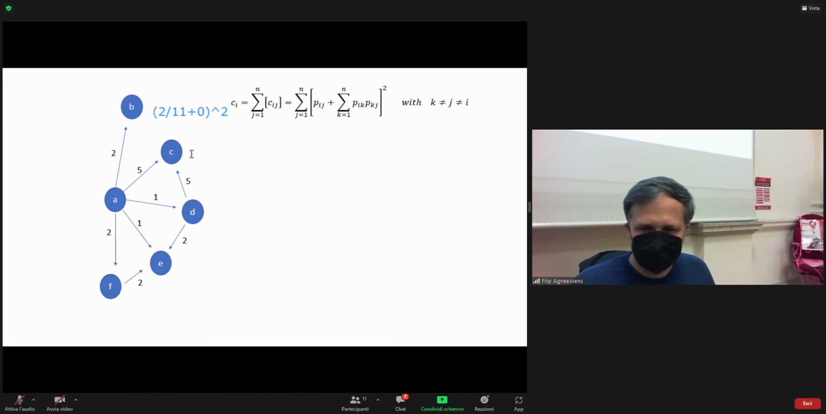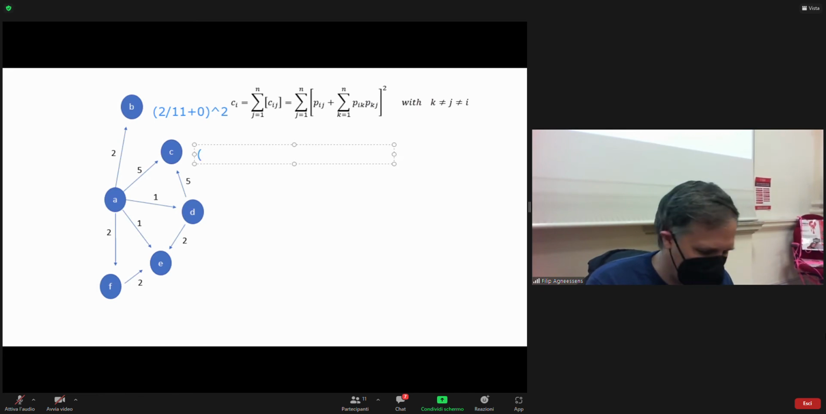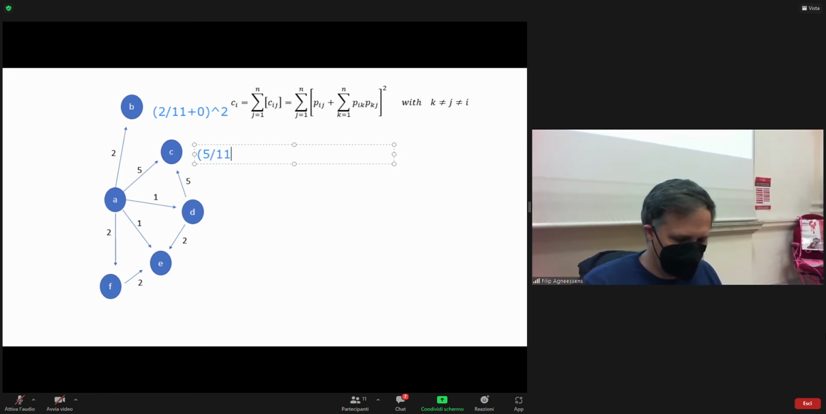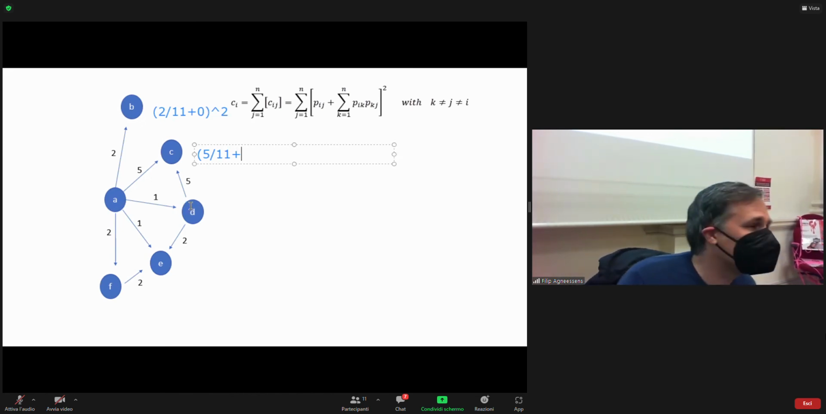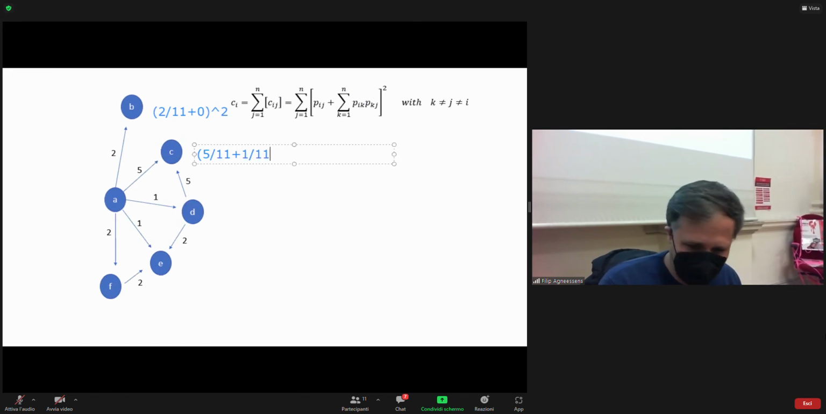Okay. What about C? So it's 5 out of 11, right? Plus a lot of zeros, but there's one way we can indirectly go to C. That's going from A to D and then from D to C. So I have to add this one. What proportion of time does A spend on D? 1 over 11. And what proportion of time does D spend on C? 5 out of 7. And I take the second power of that.